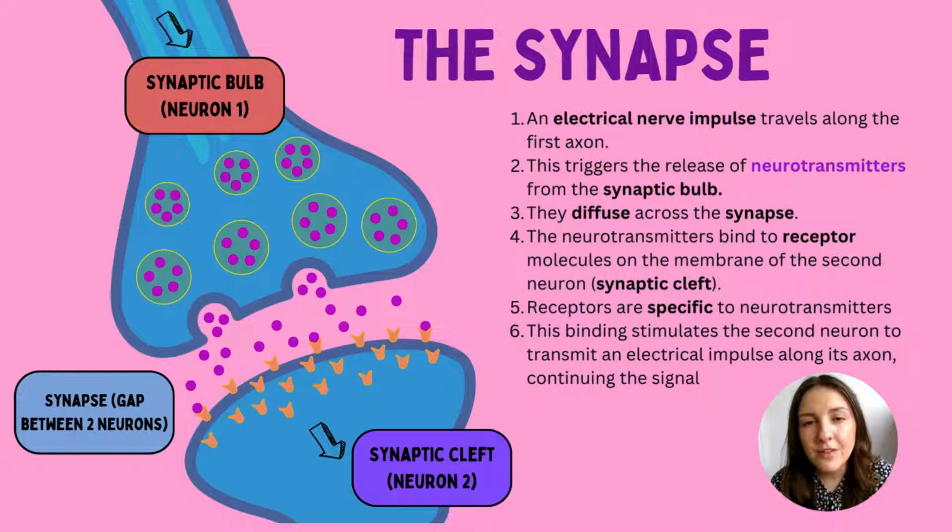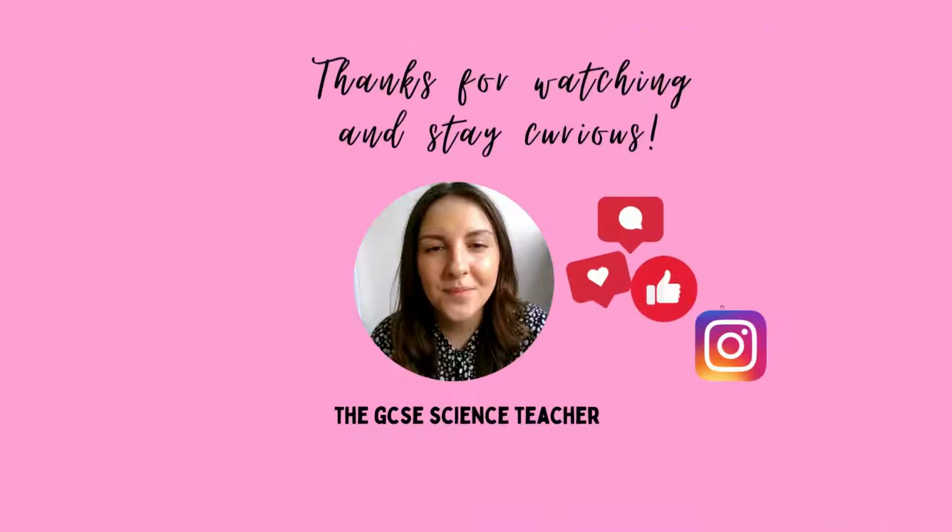But once those neurotransmitters have bound with the receptor, they will trigger the stimulus again. They will trigger that electrical impulse along the second axon. And this continues and continues and continues. So that signal is passed on until it gets to the relevant place. So it is a mixture of chemical, but also electrical impulses that are going on in the neurons.